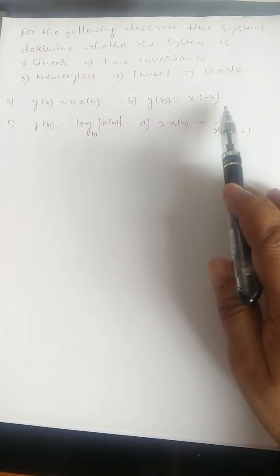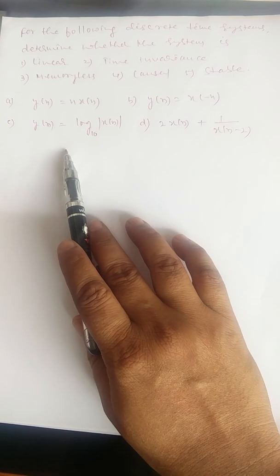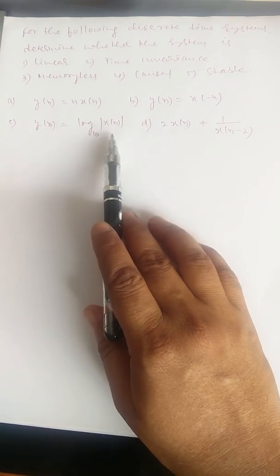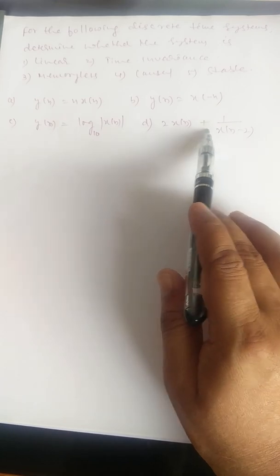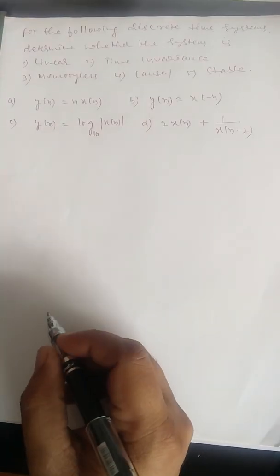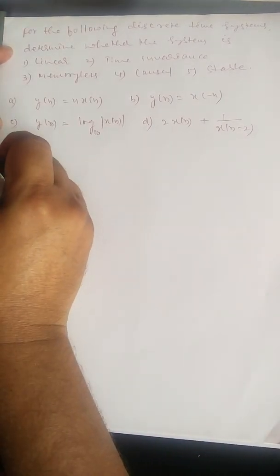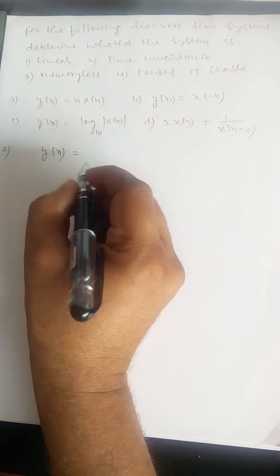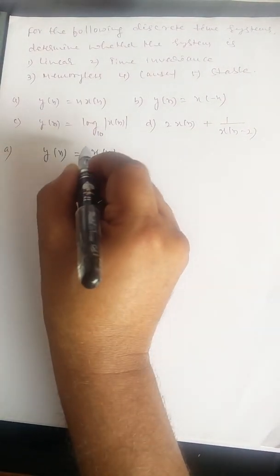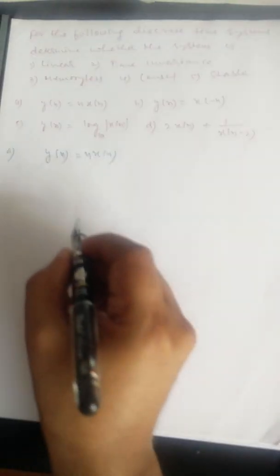Next is y of n is equal to x of minus n. Third one is y of n is equal to log of modulus of x of n to the base 10. Fourth one is 2 into x of n plus 1 divided by x of n minus 2. Now let us take the first one. y of n is equal to, sorry, n into x of n.